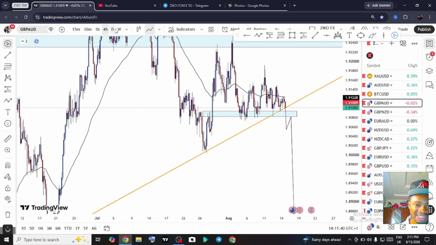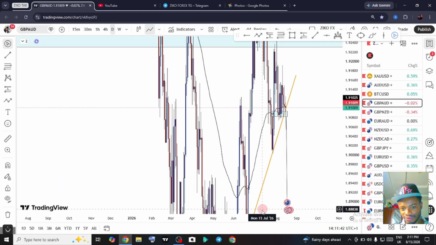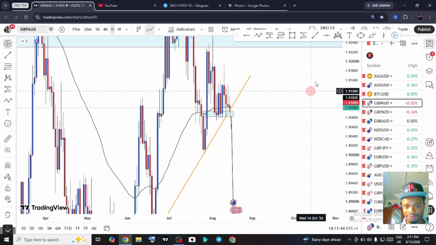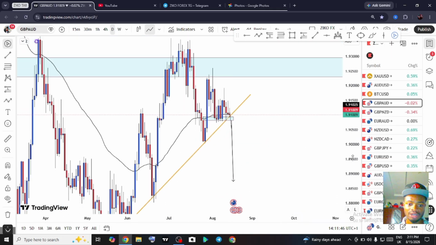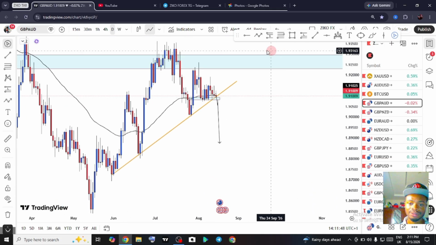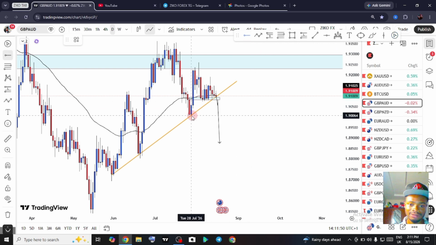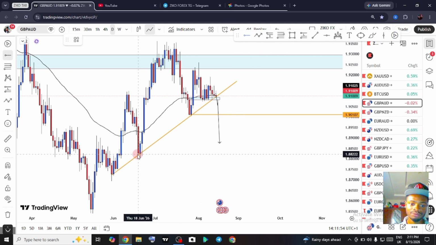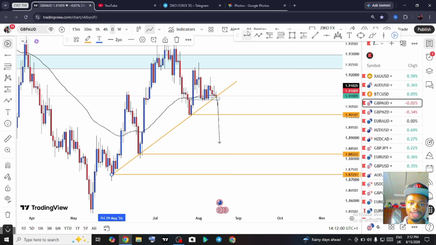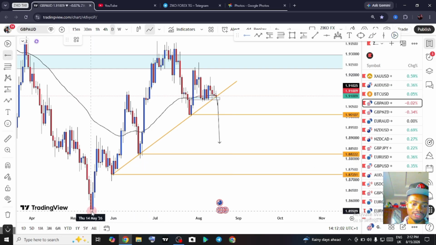Let us look for our final take profit target. Let's see if this trade will make sense. All right, so actually our very first targets, our targets are this level, this level, this level, and this final level down here.